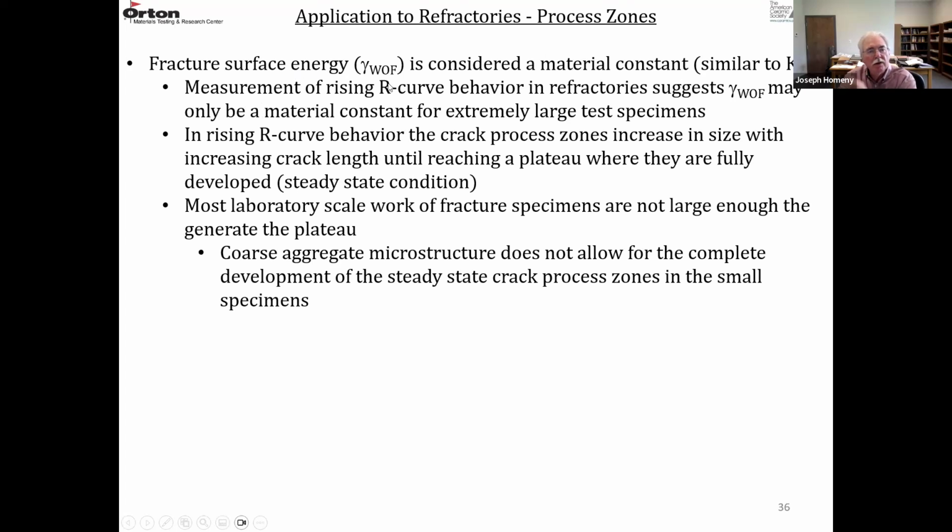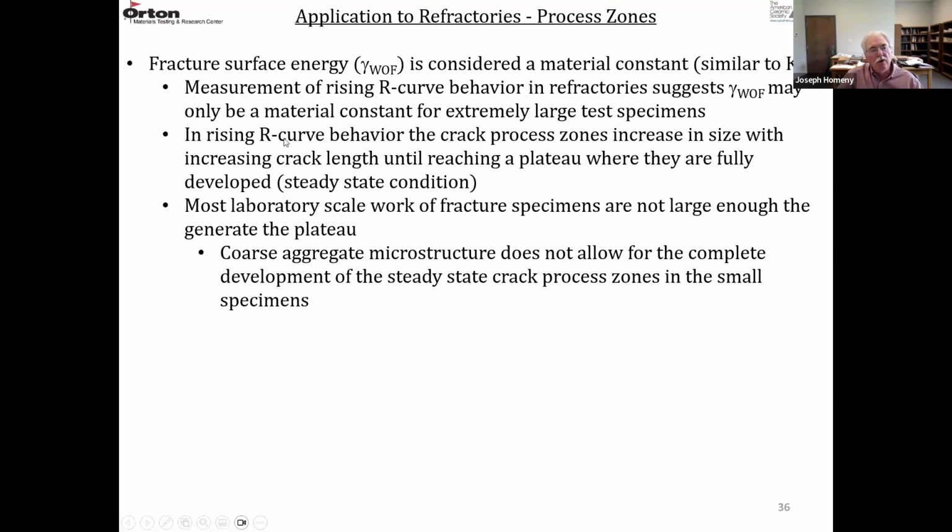So this fracture surface energy, gamma WF, is considered to be a material constant, similar to K1C. The rising R curve in refractories suggests the work of fracture may only be a material constant for large test specimens. That has to do with the size of the crack wake. So if the specimen size is large compared to the size of the effective crack wake process zone, then the work of fracture is a material constant.